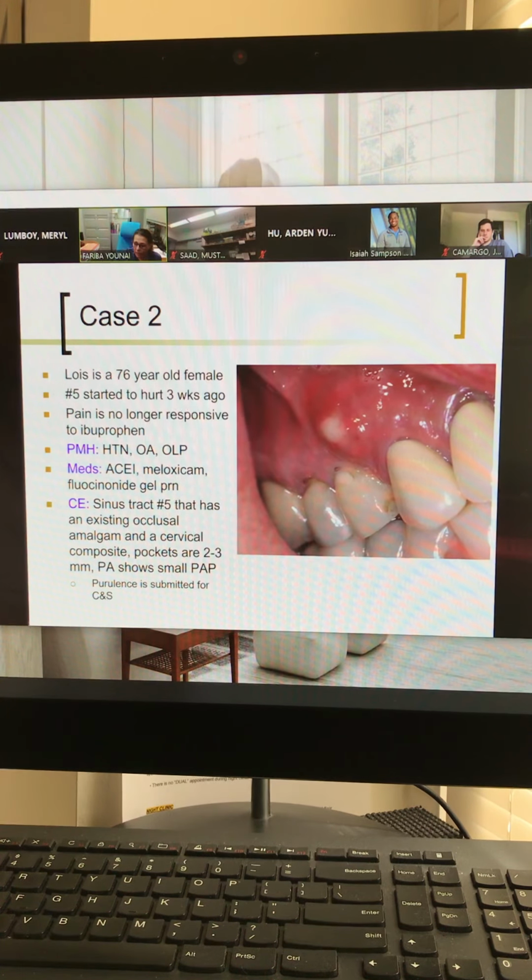In your diagnosis, it is a sinus tract. This tooth has an occlusal amalgam and a cervical composite. And when you take a periapical radiograph, you see periapical pathology associated with the root of number 5. You drain it, and you obtain some purulent material that you send to the lab for bacterial culture and sensitivity.